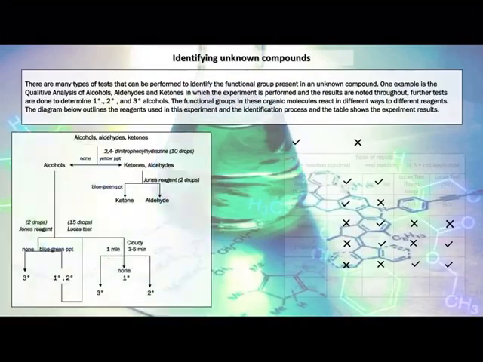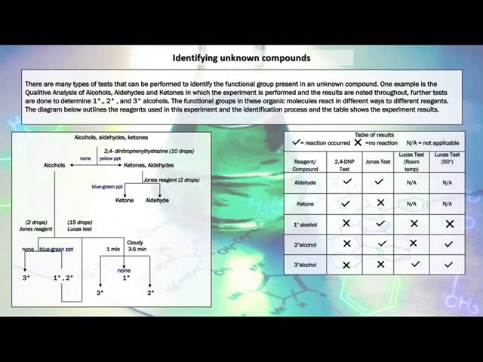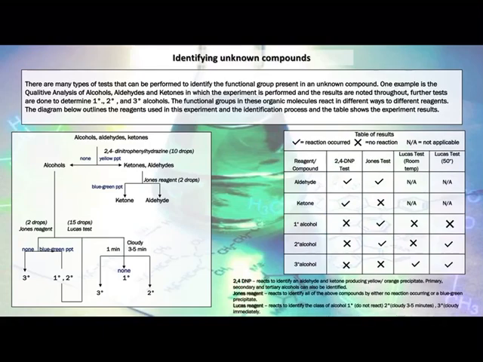So identifying unknown compounds, there's various ways we can actually do this, but one example that we're going to look at is the qualitative analysis of alcohols, aldehydes and ketones. Now, this is done in an experiment which I have done a sort of example of how to do it. So we've got what reagents we would use in order to determine what compound is present if it's an unknown compound.